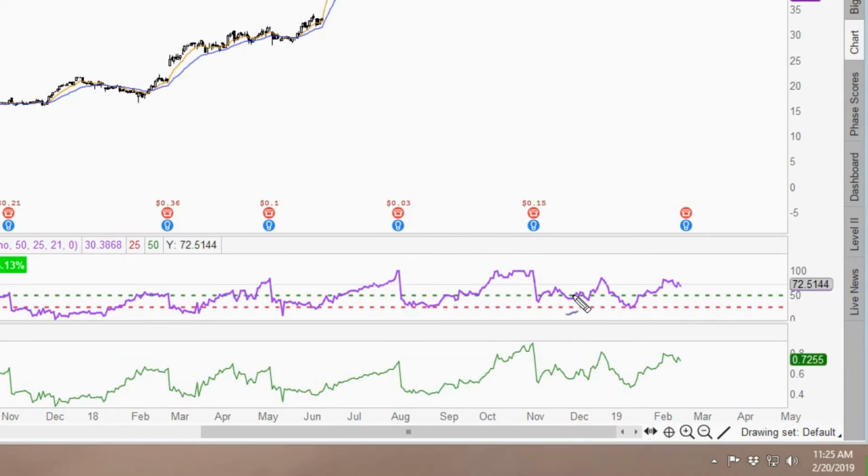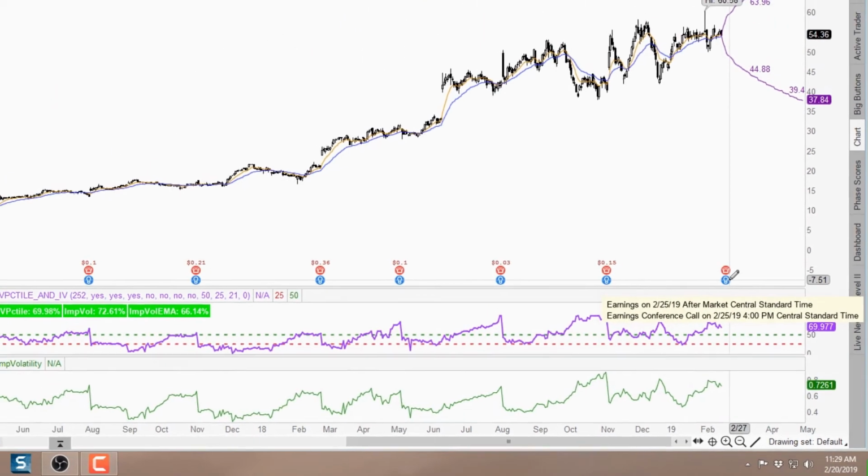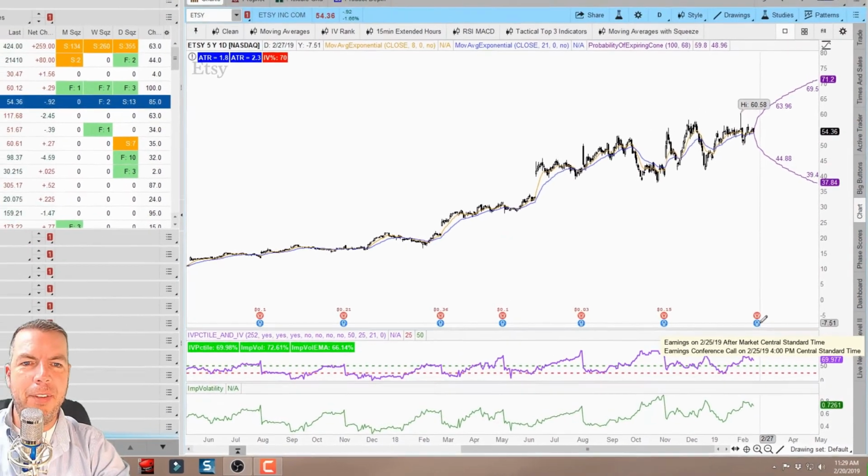We are not at the highest we've been. We're not at the lowest we've been. We've actually been higher up in here. At the end of last year, we were a little bit higher, and we've actually been a little bit lower back in here. So we're currently at about 69% of where we are. It looks like earnings is coming out on the 25th, so about 5 days away.